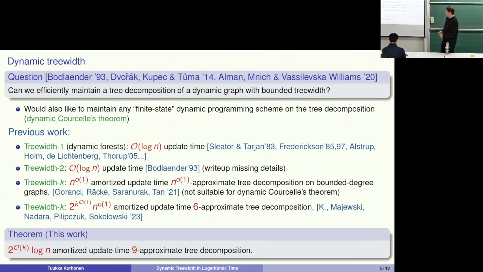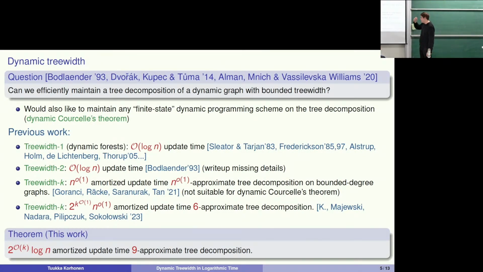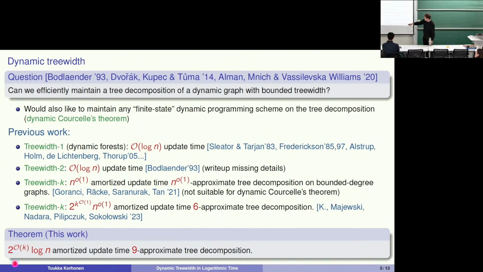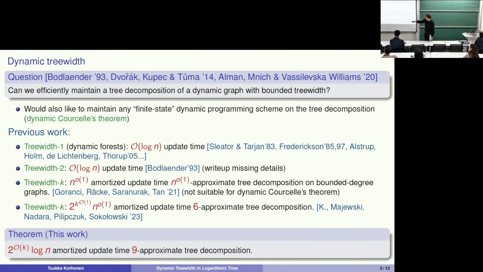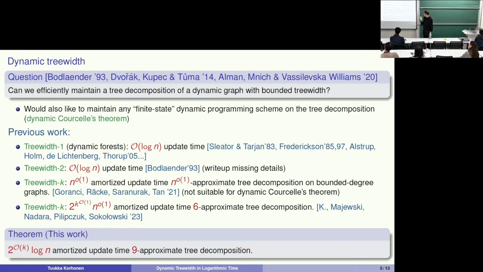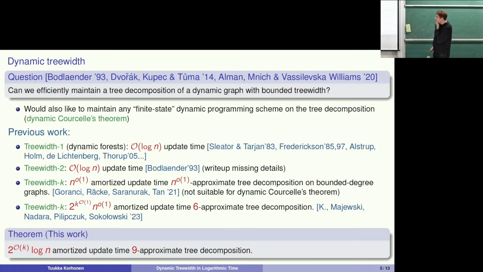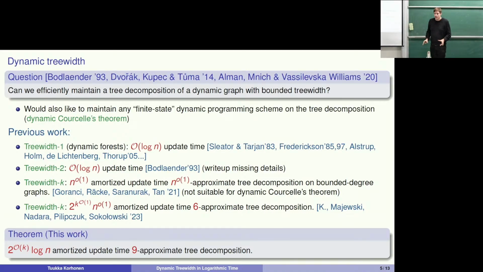In this work now I have improved this running time quite a lot, to logarithmic amortized time. Also the dependency on k is 2 to the O(k) compared to 2 to the poly(k). And it's a bit worse approximation, only a 9-approximation, but it's not a big difference between 6 and 9. And these two results support dynamic Courcelle's theorem, so they support maintaining this dynamic programming scheme on the tree decomposition.